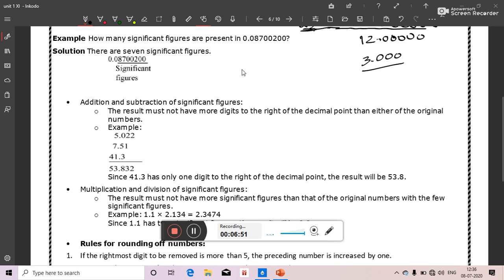So here you can see that you are having 8700200. So how many significant figures? 1, 2, 3, 4, 5, 6, 7. So we are having 7 significant figures.